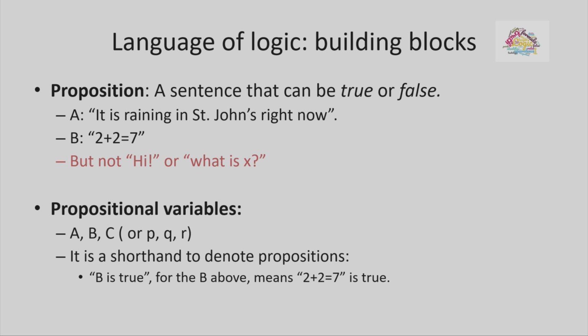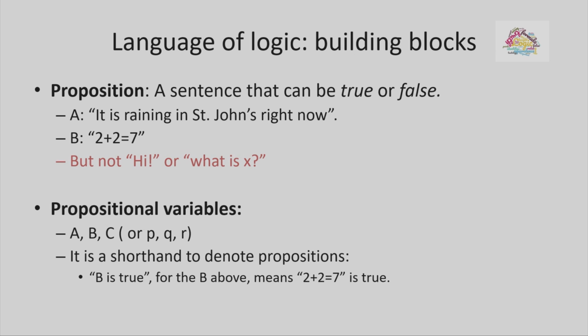Similarly, 2 + 2 = 7 is a proposition. It can be true, it can be false, depending on your meaning of 2 and 7. I'd say it doesn't look very true if the numbers are what we're used to, but still it's a proposition. It has a truth value, true or false.